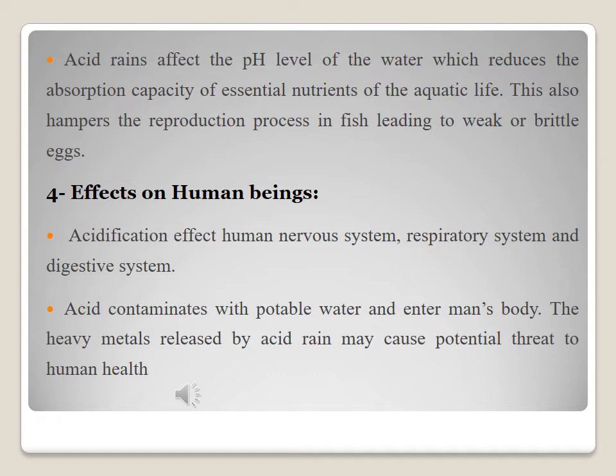Now, the effects on human beings. Acidification affects the human nervous system, respiratory system, and digestive system. Acid contaminates potable water and enters man's body. The heavy metals released by the acid rain may cause potential threat to human health.